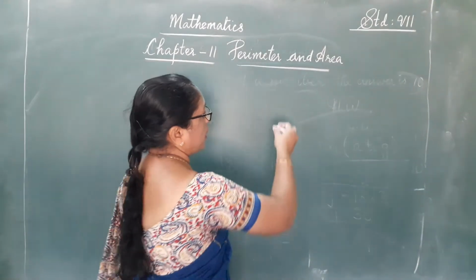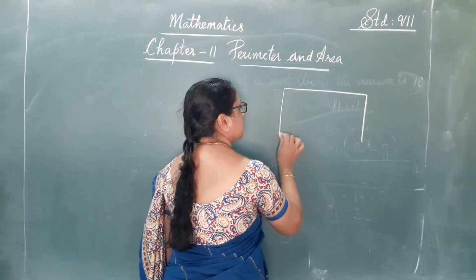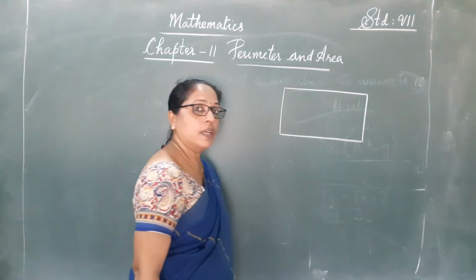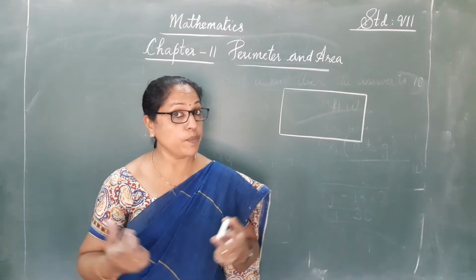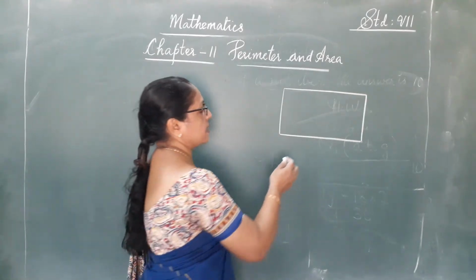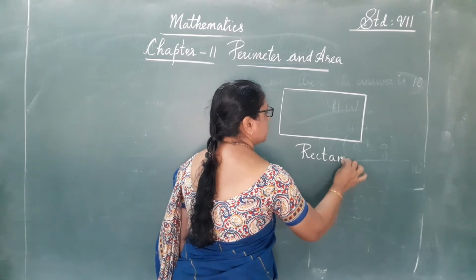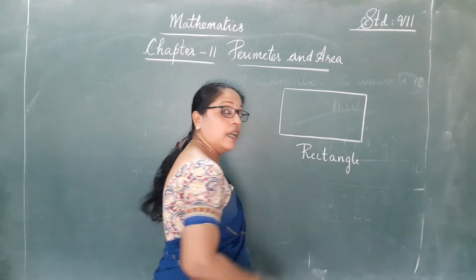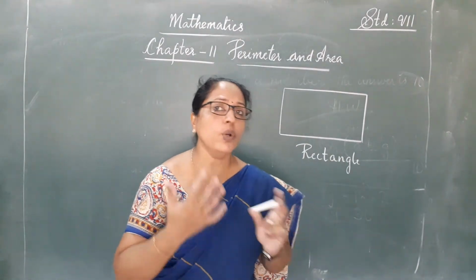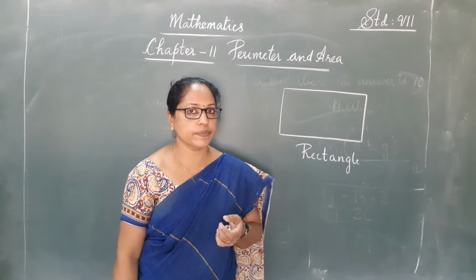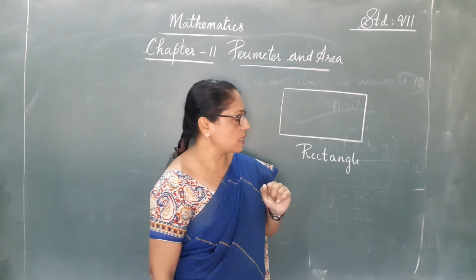Suppose this is a field. What is the shape of this field? Yes, rectangle. What do you understand by rectangle? It's a rectangular shaped field. What do you understand by rectangle? Yes, correct, it has four sides.